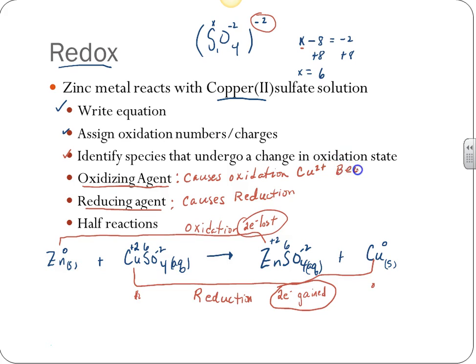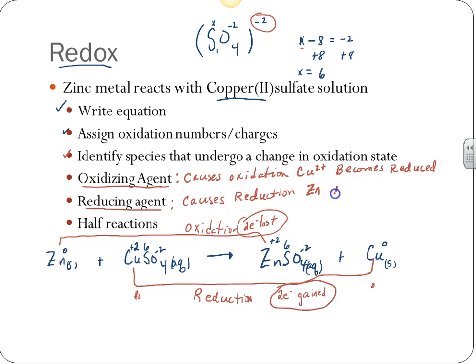So it becomes reduced. So if you look at it this way, if you cause something to become oxidized, you're going to become reduced in the process because you're taking electrons away from it, which causes its charge to go up. And likewise, the flip side of that, here we have copper that was reduced. What caused it to become reduced? Zinc gave it some electrons. So it causes reduction. Zinc causes reduction.